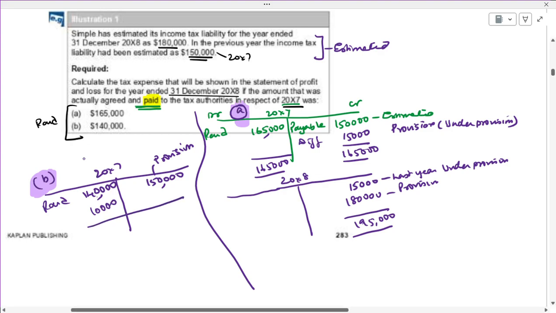Now for the current year, you are estimating 180. Still the balance of 10,000 is there. What does it mean when you still have a balance of 10,000? Definitely you have made an over provision. So you will provide less during the current year.